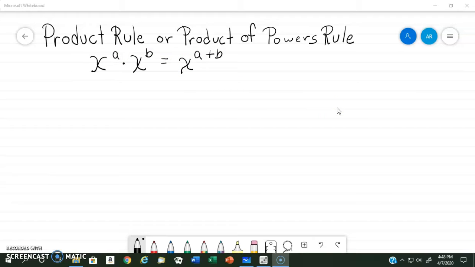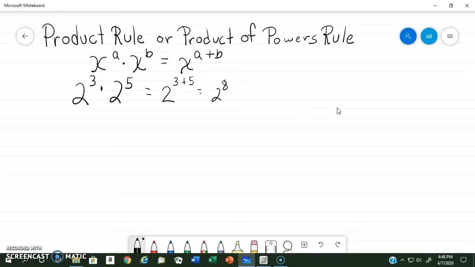So let's start with 2 to the third power times 2 to the fifth power. Because these are the same base of 2, I'm going to keep the base. And then I'm going to do 3 plus 5. And my ultimate answer is 2 to the 8th power.